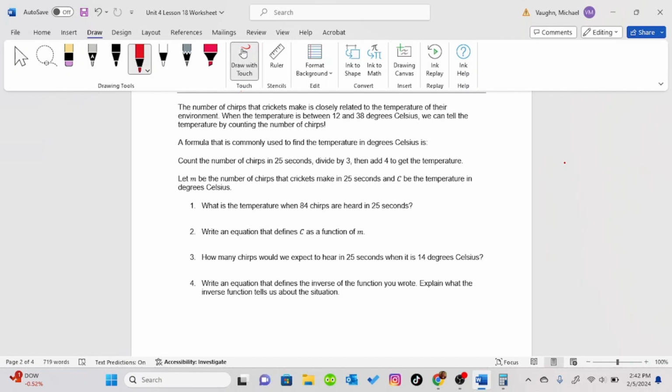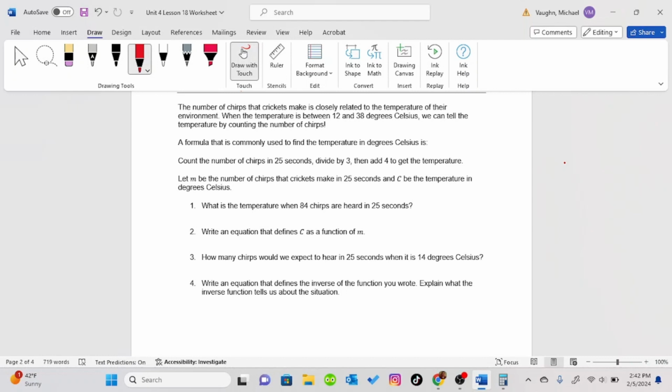Let M be the number of chirps that crickets make in 25 seconds, and C be the temperature in degrees Celsius. What is the temperature when 84 chirps are heard in 25 seconds?